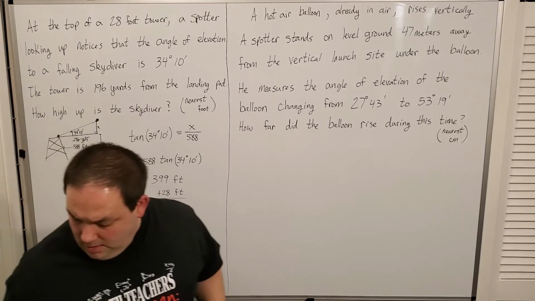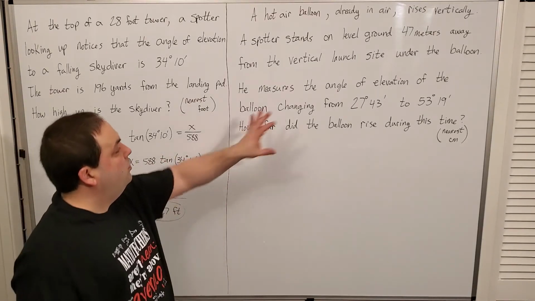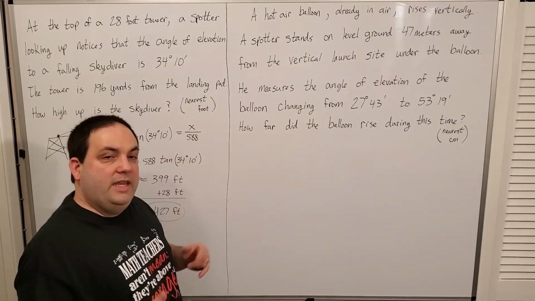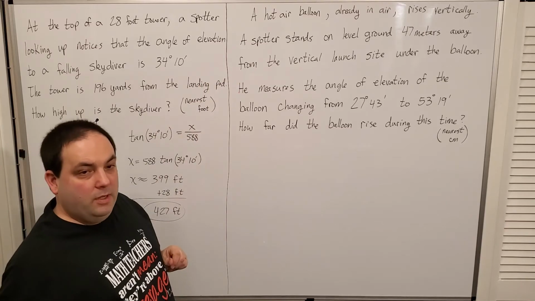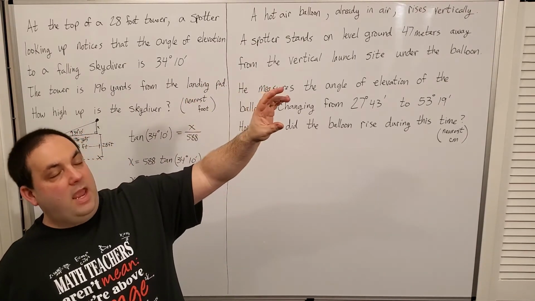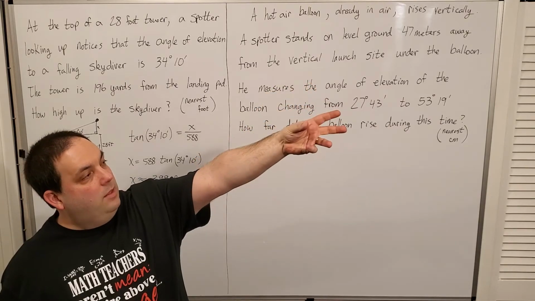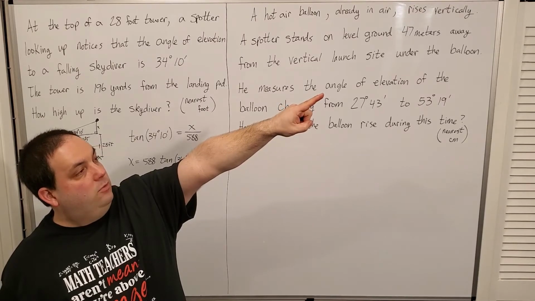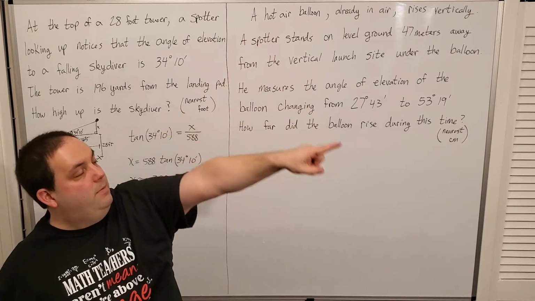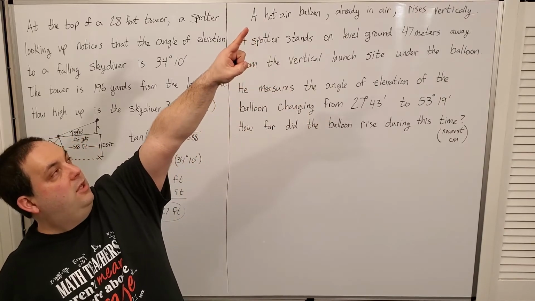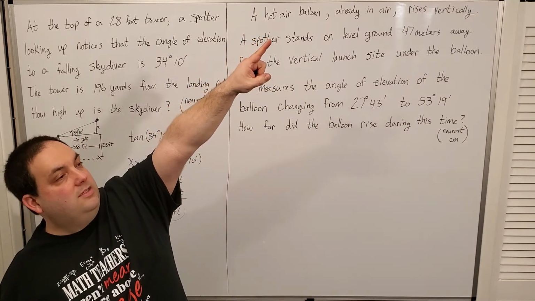Next. This one is one of those nested type of problems. We have the same idea with a spotter looking up at an angle of elevation, but it's something that's already in the air. The balloon's already there, and the balloon is rising. The guy's looking out to the balloon, and then he sees it go up. He measures the angle of elevation where it began, and he measures the angle of elevation where it stopped rising.